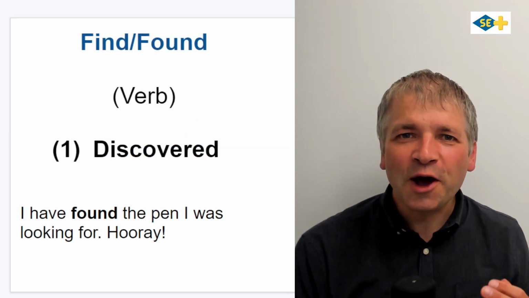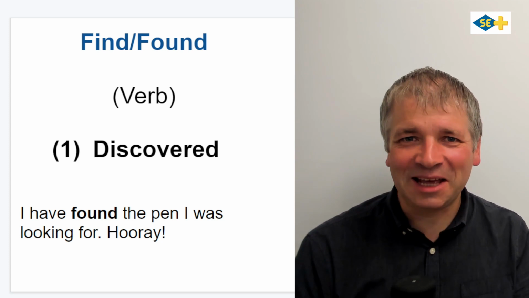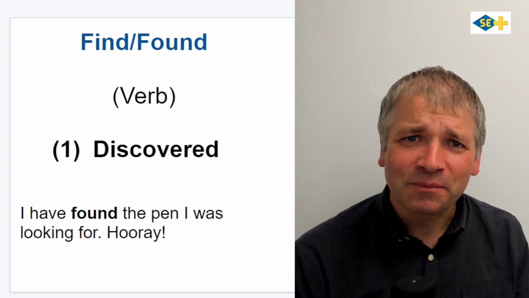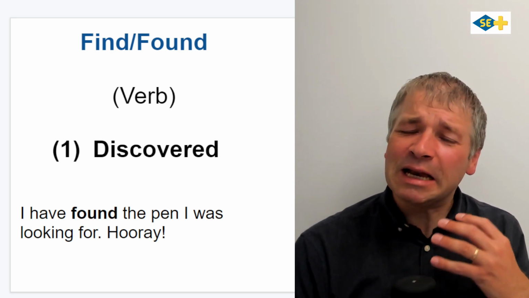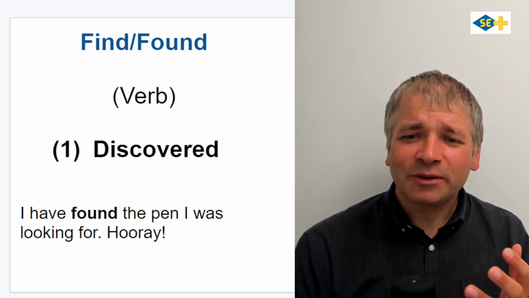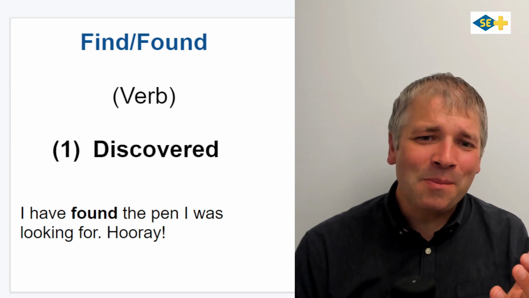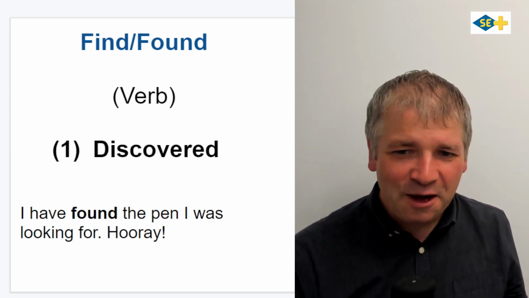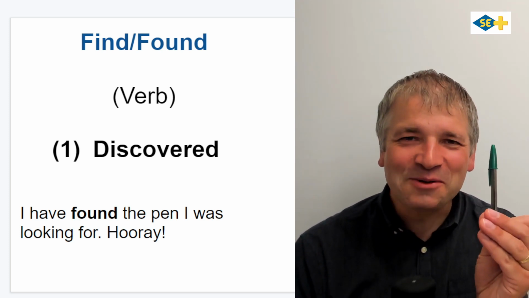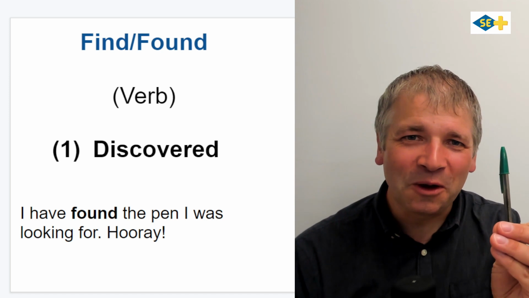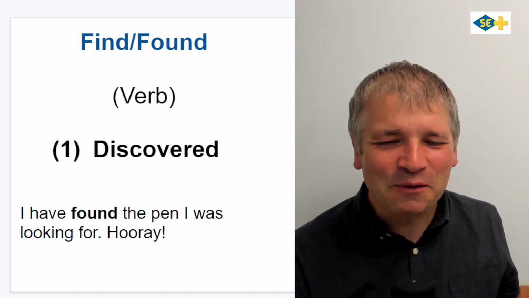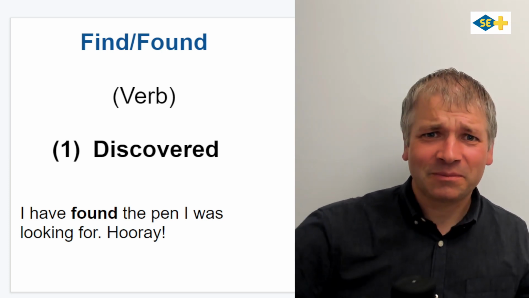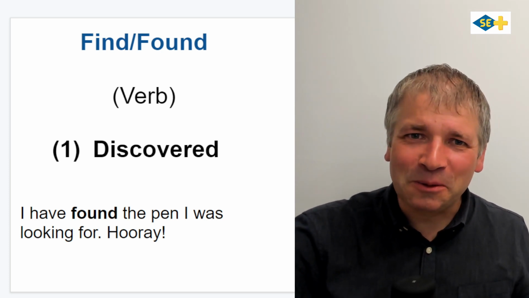The words find and found have several meanings, and some of them you may not be well aware of. So find or found, it's a verb. And the meaning you probably know best is discovered. So for example, I have found the pen I was looking for. Hooray! So find or found means discovered. But there are other meanings too.